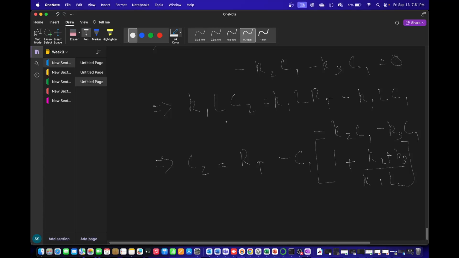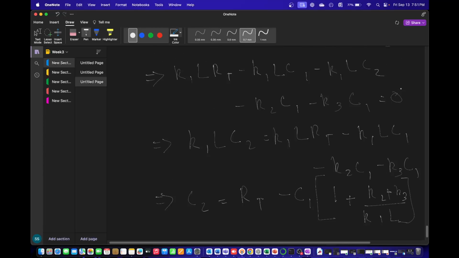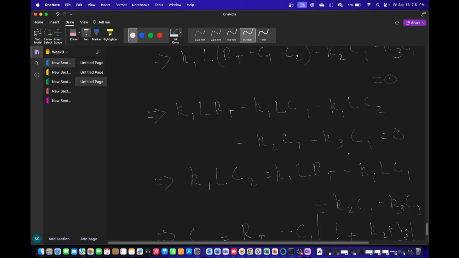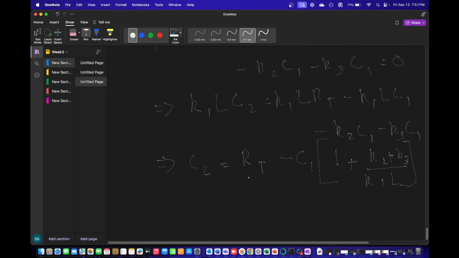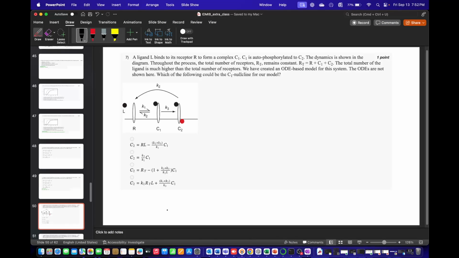I just took this term on the left. On this side of 0, the rest of the terms are there. Only K1 L C2 is taken on the left, and the rest of the terms are here. Okay. So this is a positive one only. So K2 plus K3 by K1L. Right. So I think this is what it is asking.